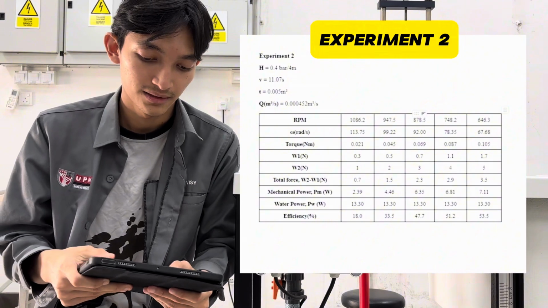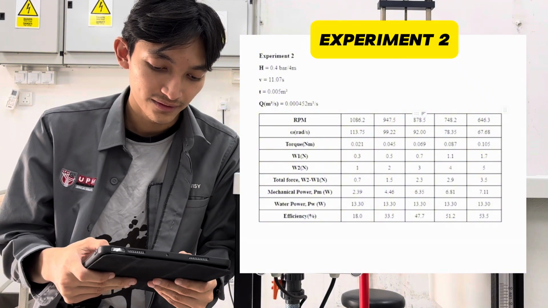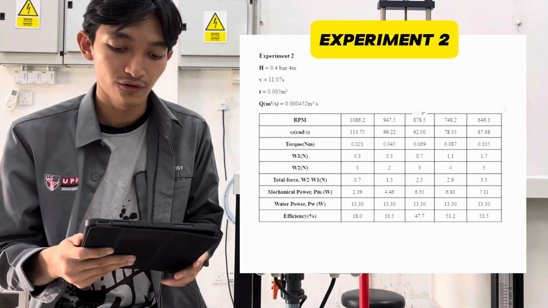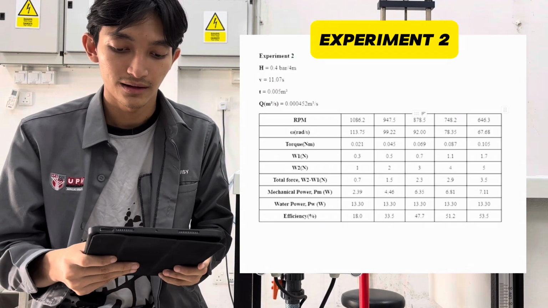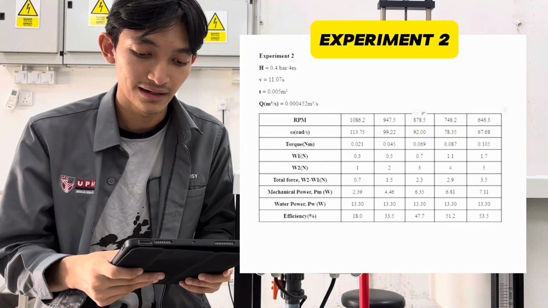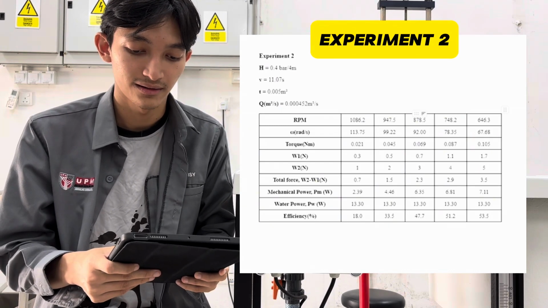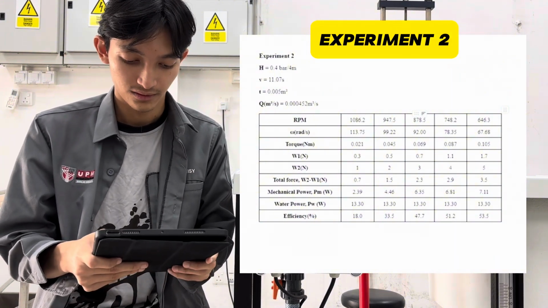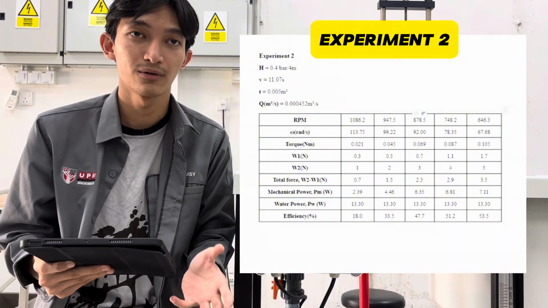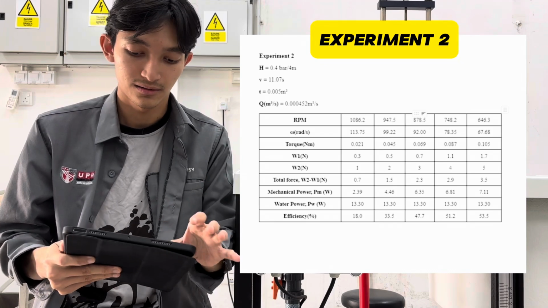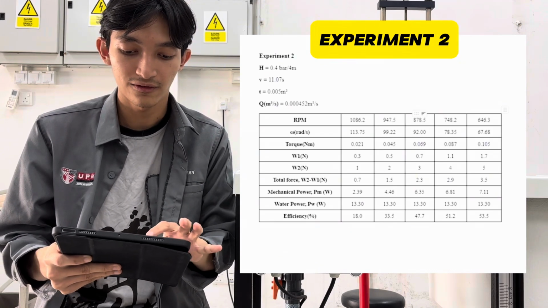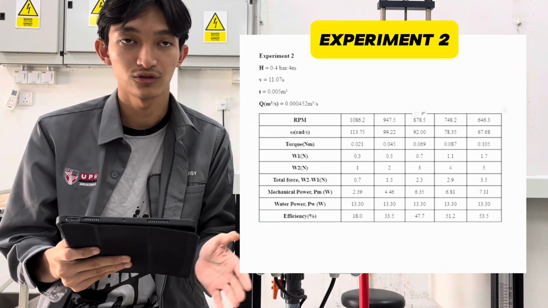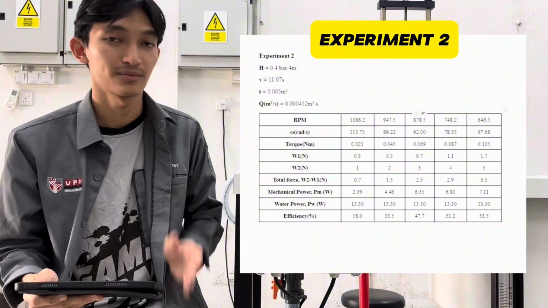8.97 seconds. For the 0.4 pressure, we managed to get the result of 11.07 seconds for the 5-liter volume indicator. In the next video, I will explain more details about the efficiency and the graph of mechanical power, torque, efficiency, and discharge against the rotor speed. So that's all for the experiment analysis.